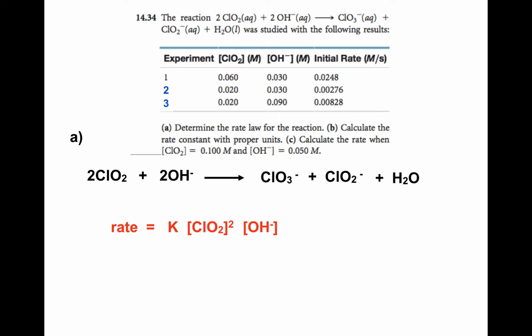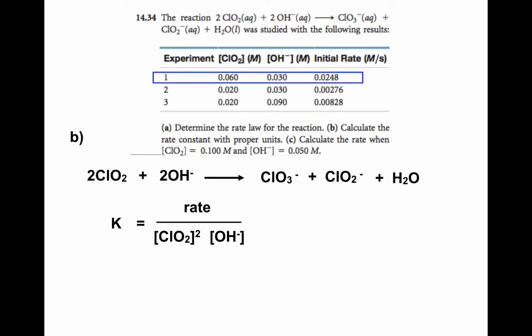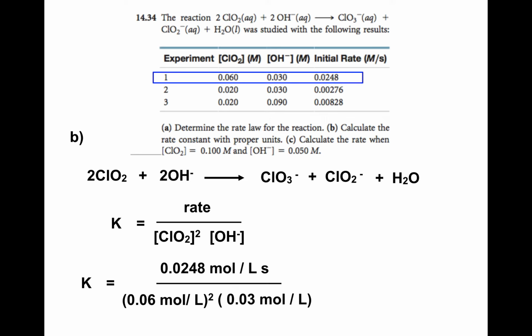All right, so calculate the rate constant with the proper units. So pick an experiment. I always pick the first one. Rearrange the rate law to solve for K. So plug in the rate. Plug in the concentrations of chlorine dioxide and hydroxide in experiment 1. And we solve for K. All right, so the unit for a third order rate law is liters squared divided by moles squared per second.